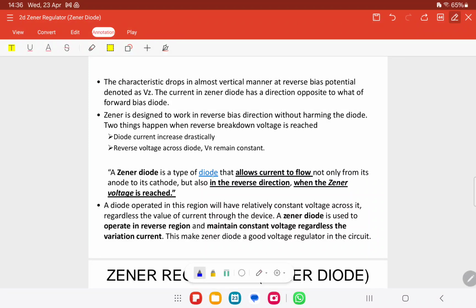Okay, a Zener diode is a diode that allows current to flow not only from its anode to cathode, meaning positive to negative (anode is positive, cathode is negative for the normal diode), but also in the reverse direction. That means if we want the diode to be operated from negative to positive, it can, for the Zener diode only. A normal diode cannot; it only works in one direction.